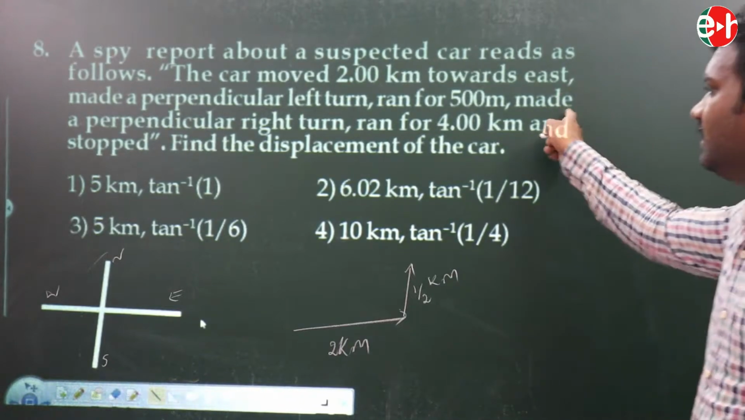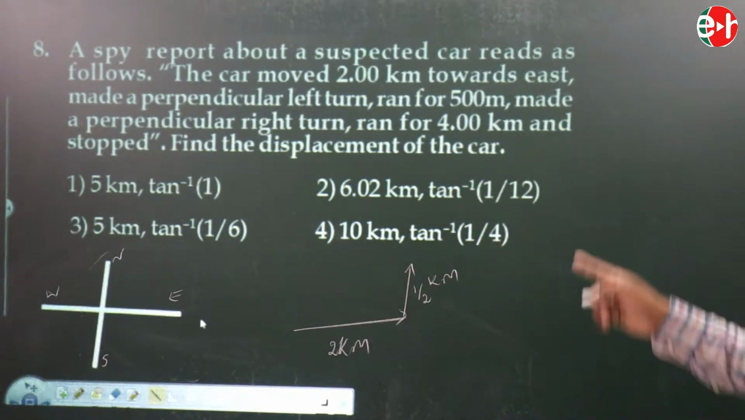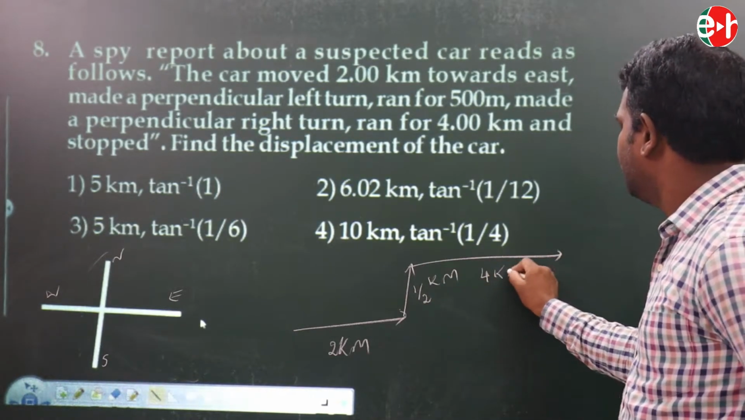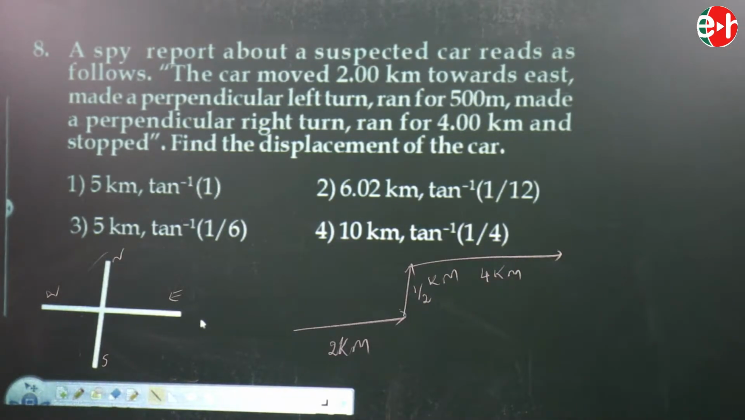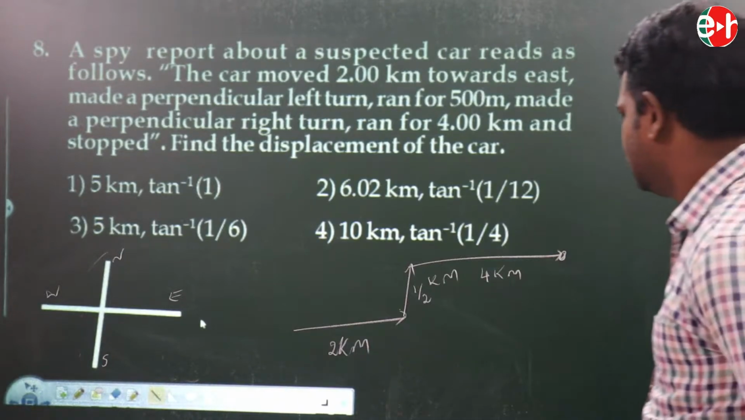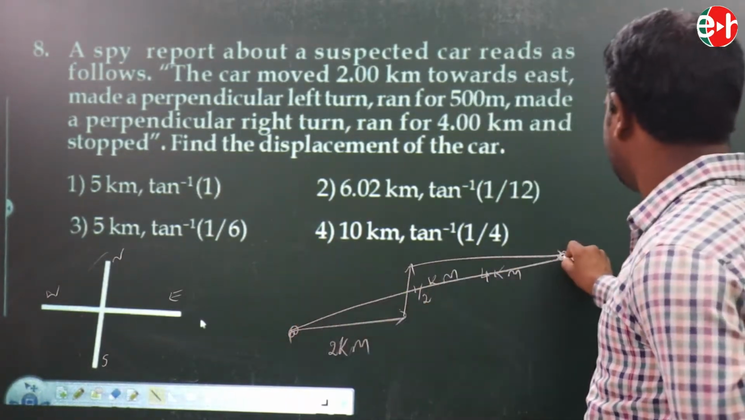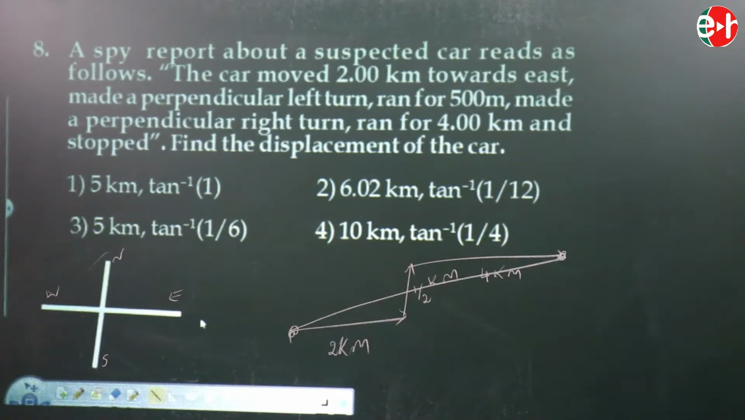For 500 meters, then made a perpendicular right turn, ran 4 kilometers. Means again a right turn, ran for 4 kilometers, and stopped. It stopped here. Now the displacement of the car is the question. So this is the initial point, this is the final point, this is our shortest path. We need displacement. That's all.